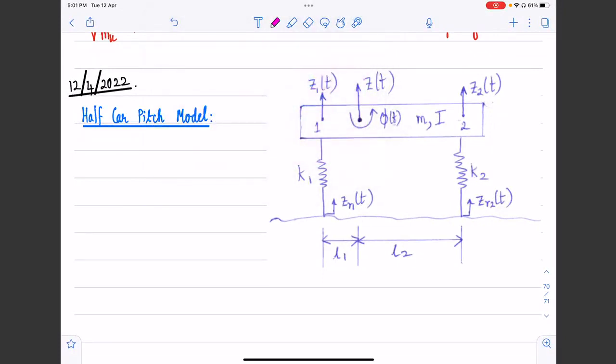Of course, in the previous class, if you recall, we looked at the quarter car model, which is typically used for ride analysis. So we will today learn about pitch and roll analysis.